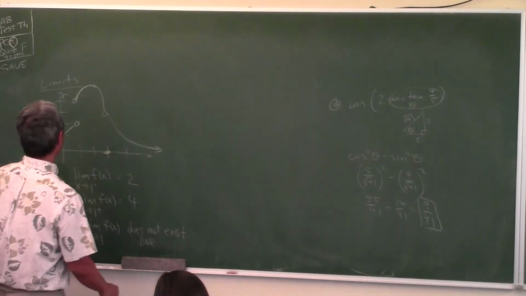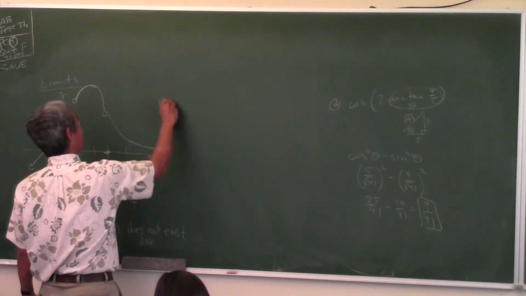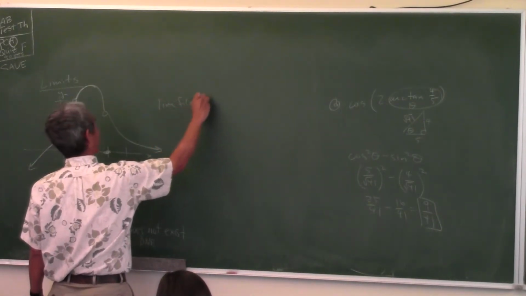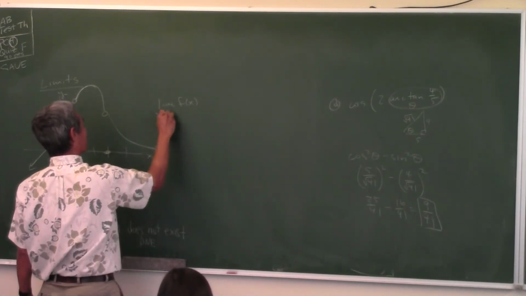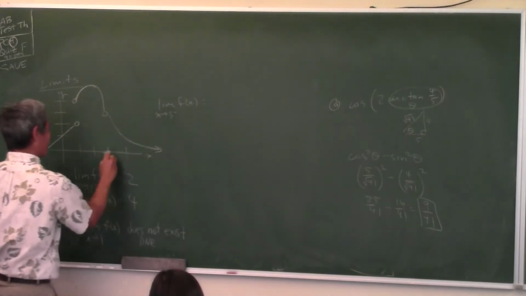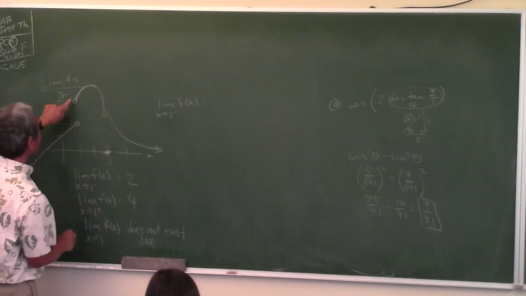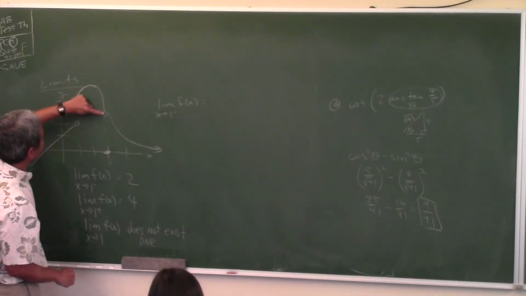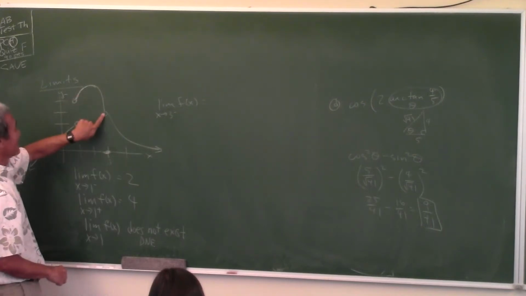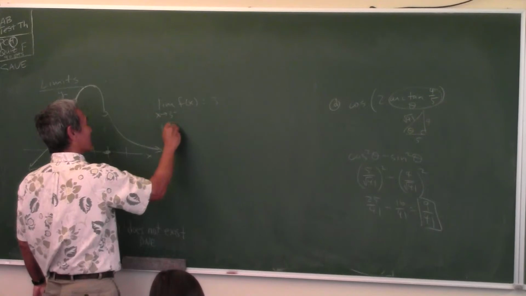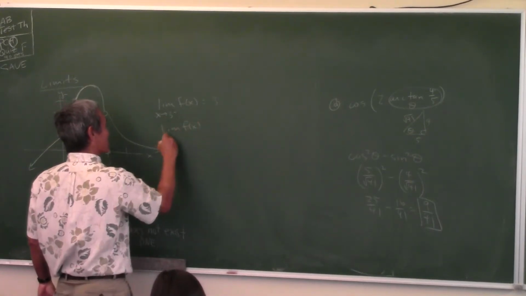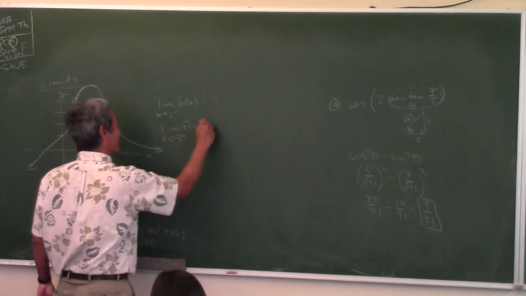Now let's look at this graph. What is the limit of this function as x approaches 3? Let's take x approaching 3 from the left. Here's 3. Coming from the left, the graph is getting closer and closer to this point. What's the y-coordinate of that point? 3.